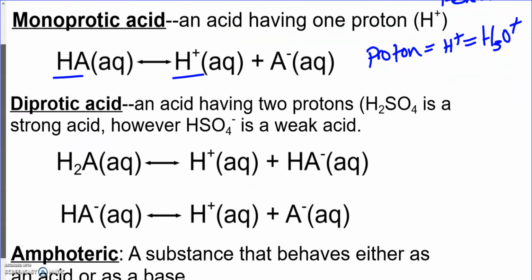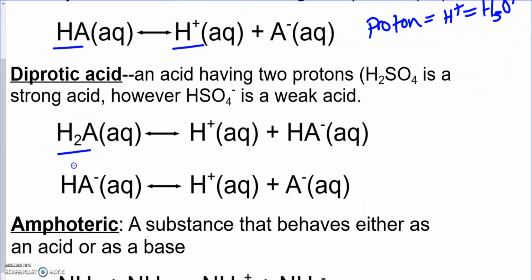Versus diprotic would be something that has 2 hydrogens, and it's going to give away each hydrogen in a stepwise fashion. So it's going to get rid of the first hydrogen, leaving HA minus, and then HA minus would give up the second hydrogen, leaving A minus. This is very common with acids like H2SO4. H3PO4 would be a triprotic, so it would give up 3 hydrogens in 3 steps.